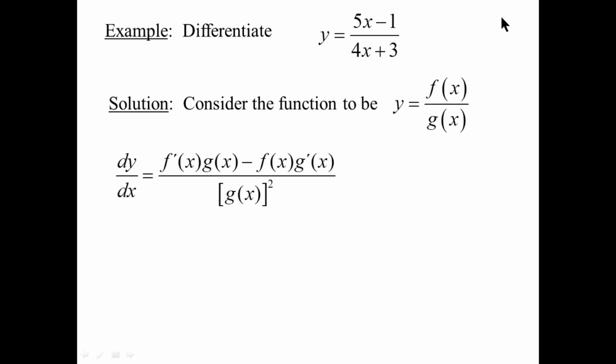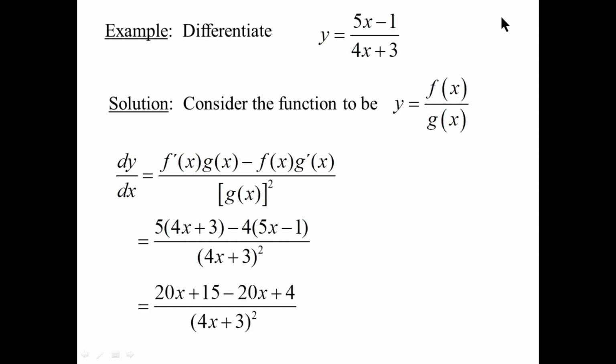So it will be f prime of x, which is the numerator, 5, times the bottom, 4x plus 3. So top thing prime times the bottom thing minus the bottom thing prime, which is that 4, times the top thing, all divided by the square of the denominator. Simplifying, multiplying things out, collecting like terms, and we have dy by dx, 19 over 4x plus 3 squared.